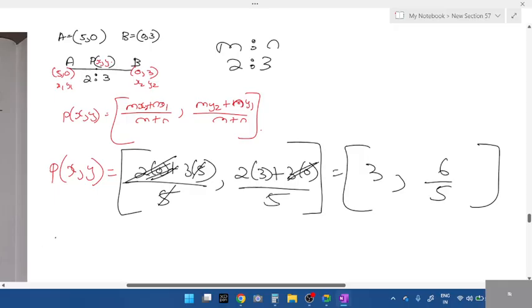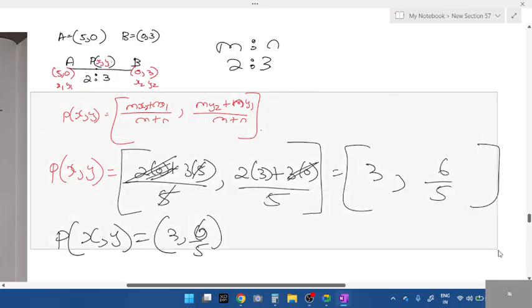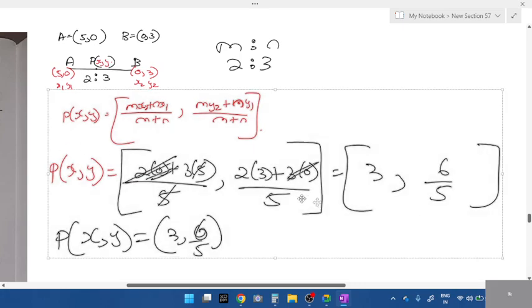Or you can just leave it like this. Coordinate P of x comma y is equals to 3 comma 6 by 5. 3 comma 6 by 5. So you'll get 2.5 marks if you have done up to here. 2.5. Until here, all of you can solve. Even this, if you're going wrong, students, it's going to be very tough. Try to pass. That's it. That is all I can say.